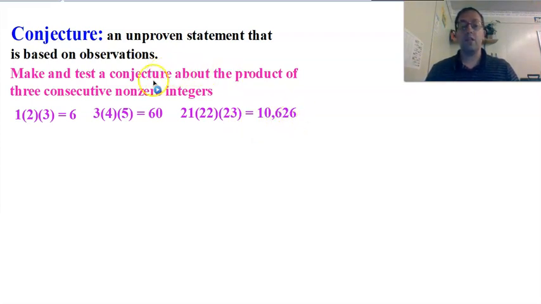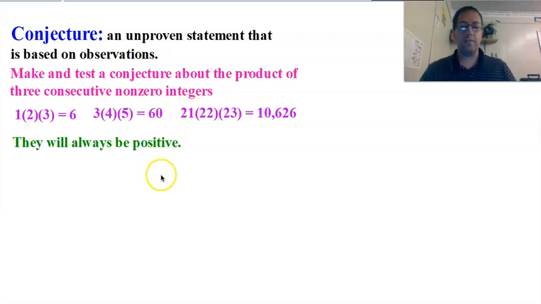Okay, so now let's make a conjecture. Well, let's see, all of these are positive numbers. So let's say that's always going to be positive, right? The product of three consecutive non-zero integers, we're going to say it's always positive. Now, I want us to test this, okay? So we have to test it. That means we're going to try and prove it false.